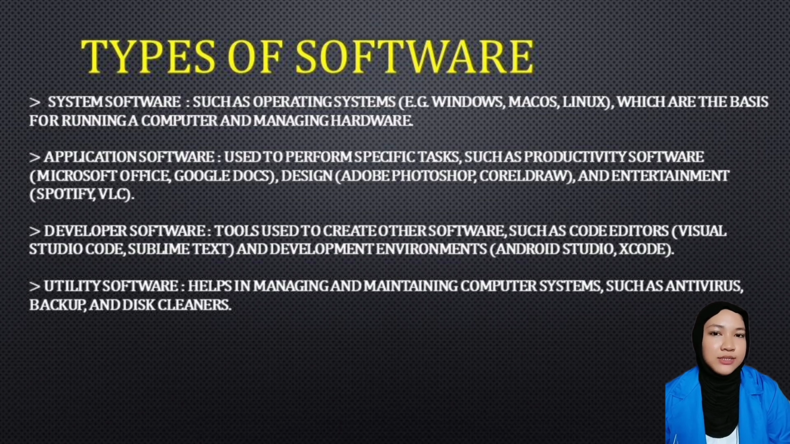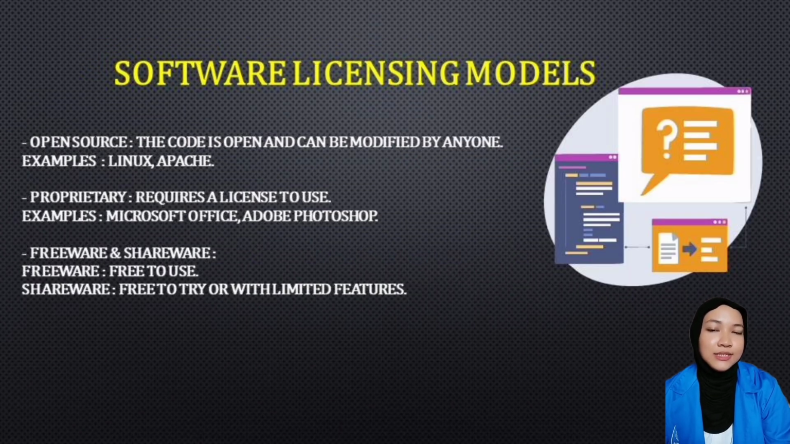First, system software such as operating system, which are the basis for running a computer and managing hardware. Second, application software used to perform specific tasks such as productivity software, design, and entertainment. Third, developer software, tools used to create other software such as code editors and development environment. And then utility software helps in managing and maintaining computer systems such as antivirus, backup, and disk cleaners.